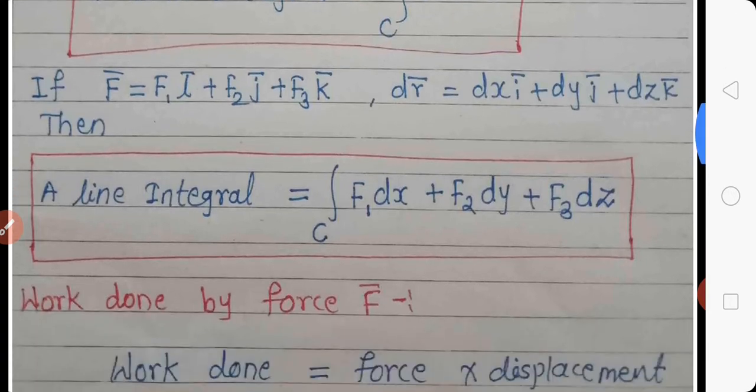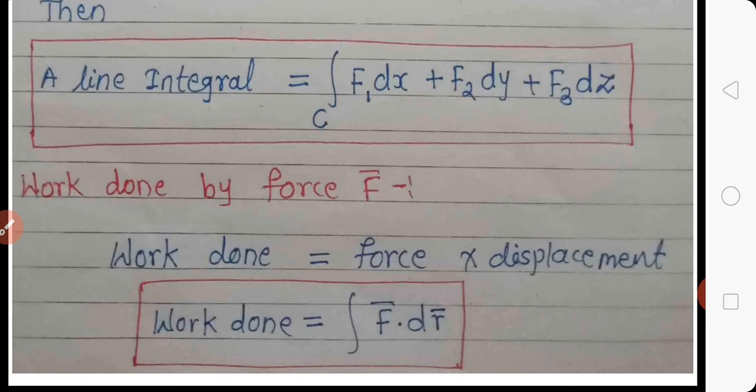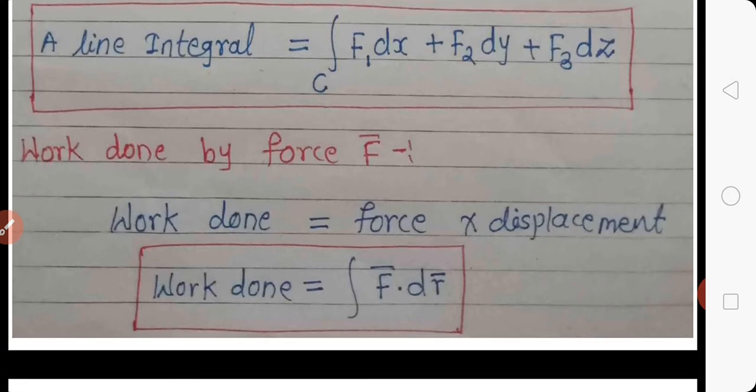Now, by using this line integral, we can calculate the work done by force F bar. We know work done is equal to force into displacement, and we can calculate this work done using the same line integral formula. That is, work done is equal to the line integral of f bar dot dr bar.